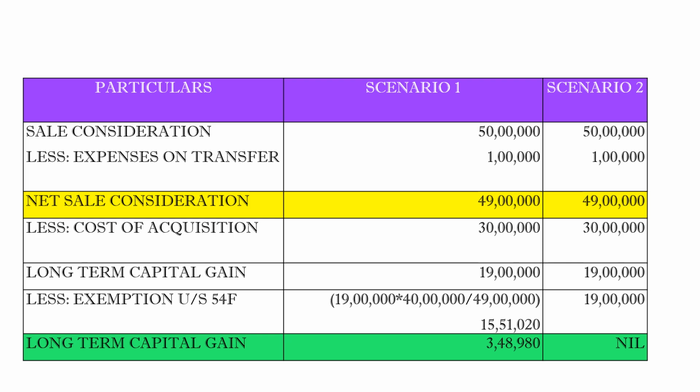In the first scenario, you have purchased an apartment for 40 lakhs. That means you have not used your entire net sale consideration of 49 lakhs. Therefore, the exemption will be nothing but your long-term capital gain, that is 19 lakhs, into amount invested 40 lakhs by net sale consideration, which comes to 15 lakhs 51,020. Therefore, your taxable long-term capital gain is 3 lakhs 48,980. In the second scenario, you have purchased an apartment for 60 lakhs. Since it exceeds the net sale consideration of 49 lakhs, your entire long-term capital gains will be exempt from tax.